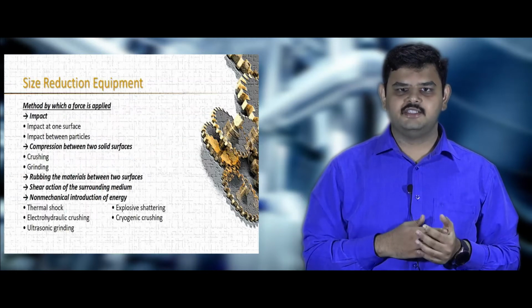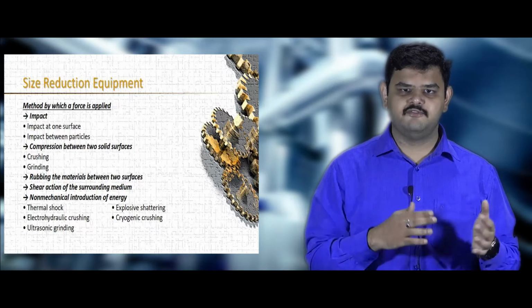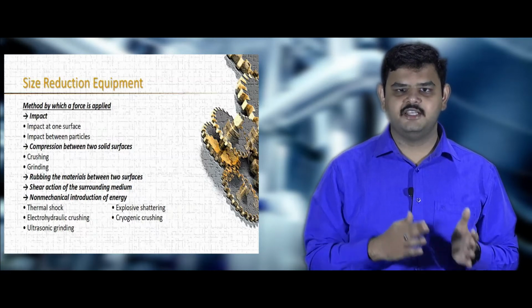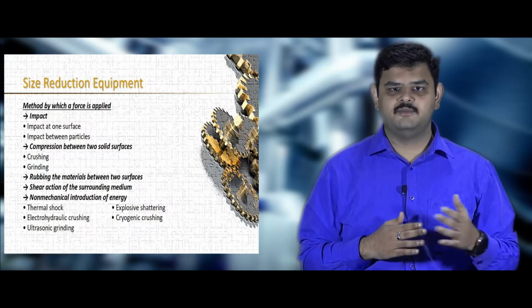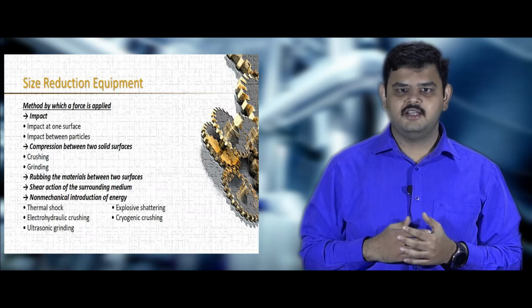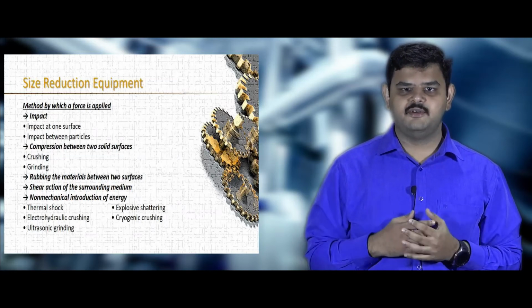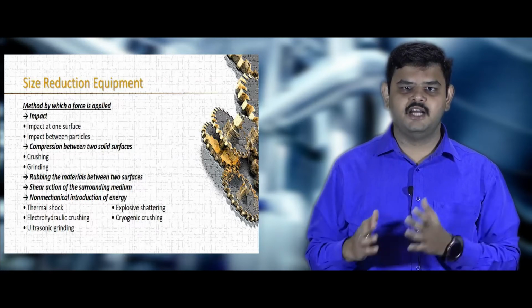The second parameter is the method of application of forces. In the last lecture, we discussed the different forces such as compression, impact, attrition and shear. In impact, we have two types, that is impact on the surface and impact between the particles. Impact means that more friable materials will be disintegrated first. So we use it in tumbling mills and ball mills.